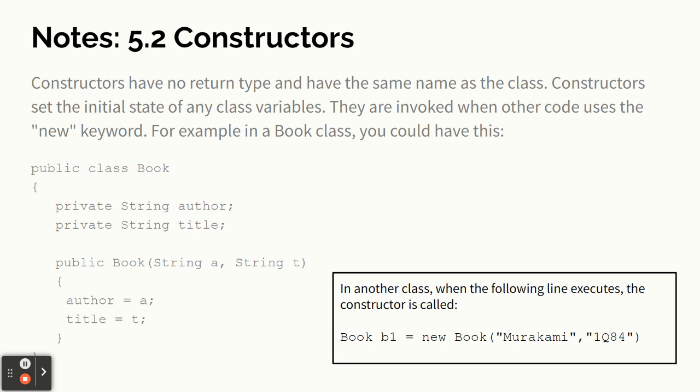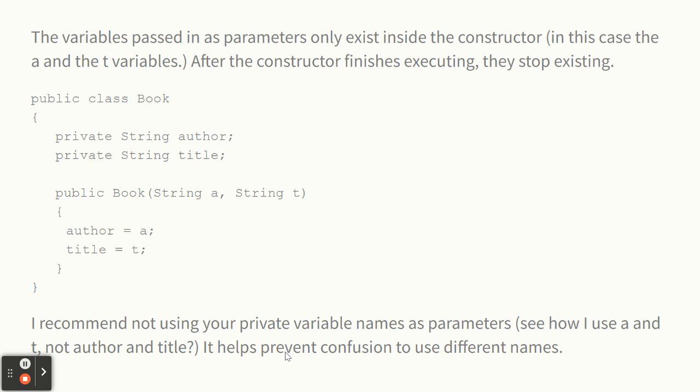Constructors, we talked about this Monday, but constructors have no return type and they have the same name as the class, exactly the same name. So if the class is the Book class, notice the constructor is capital B Book. And then in another class, if we executed this line, Book b1 = new Book with a title and an author, then it would call the constructor. So we've seen that happening. We just saw it with the Student class you just wrote.